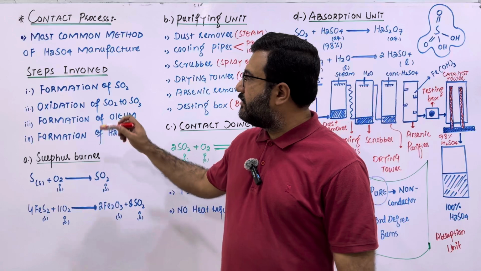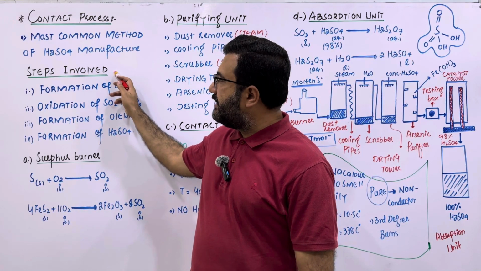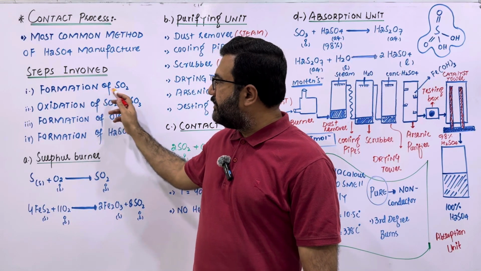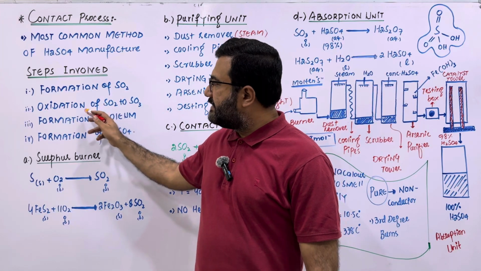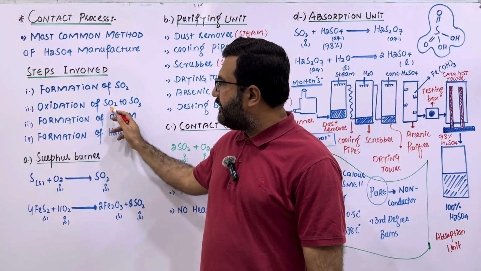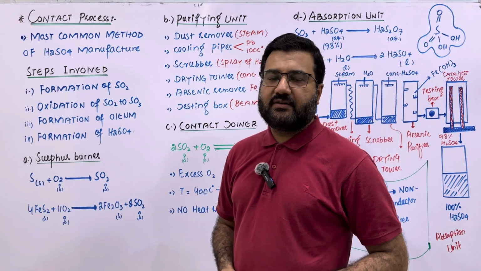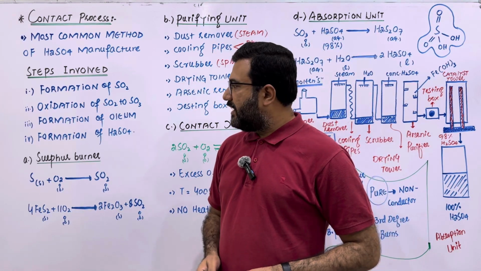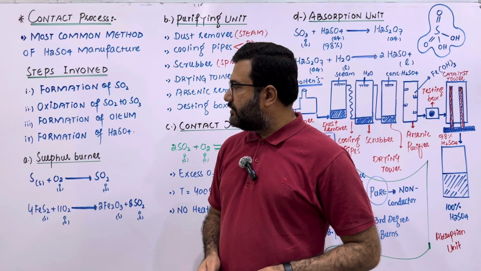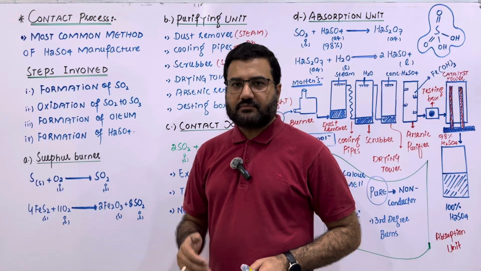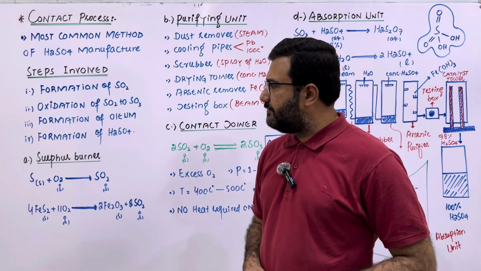My dear students, the contact process involves different steps. The first one is the formation of sulfur dioxide. Second is the oxidation of sulfur dioxide to sulfur trioxide. Third is the formation of pyrosulfuric acid or oleum. And the fourth one is the formation of sulfuric acid. Now let us discuss these steps one by one.